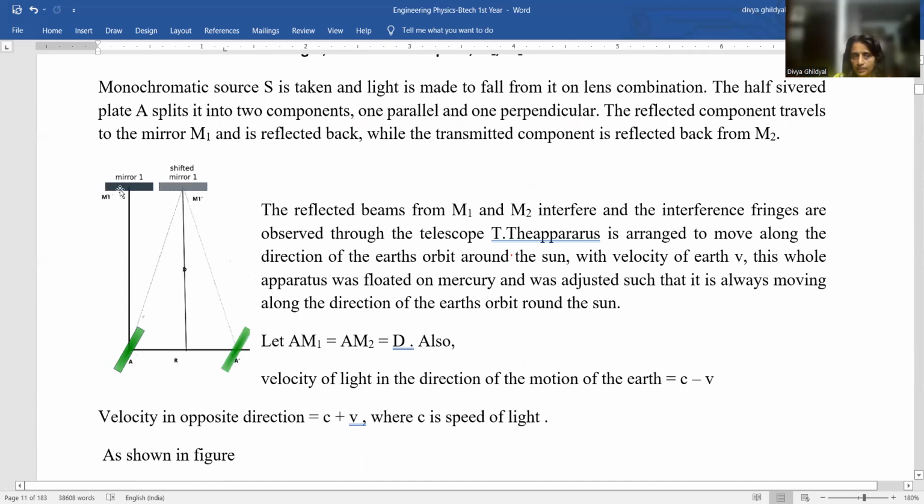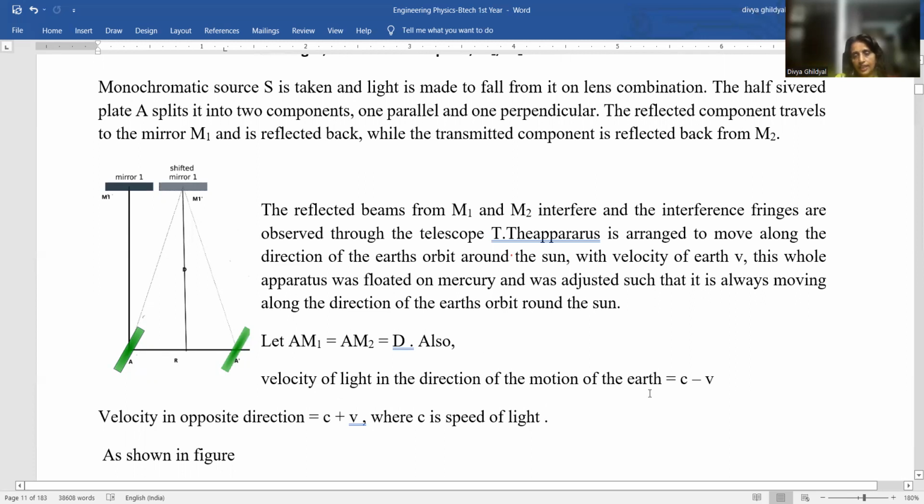See, M1 was here. By the time my experiment took place, interference fringes got formed, the ray of light retraced its path, came back, and path difference took place. M1 took the new position M1 dash, and mirror M2 took the new position M2 dash. Let us take this distance as D, this much distance as R. AM1 and AM2 have been taken as capital D, and for the velocity of light, we can assume the direction according to our convenience.